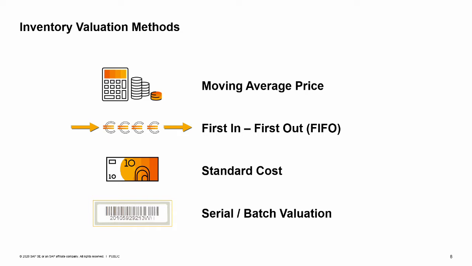An additional valuation method exists just for serial and batch managed items. The method is discussed in a separate course topic: serial batch valuation method. The prerequisite for that course topic is the topic on serial numbers and batches. In this course we focus on the three inventory valuation methods that can be used for any item: moving average price, FIFO, and standard cost.